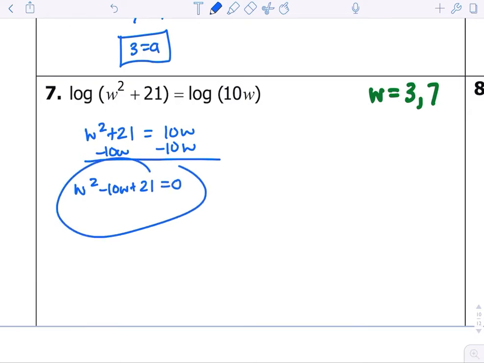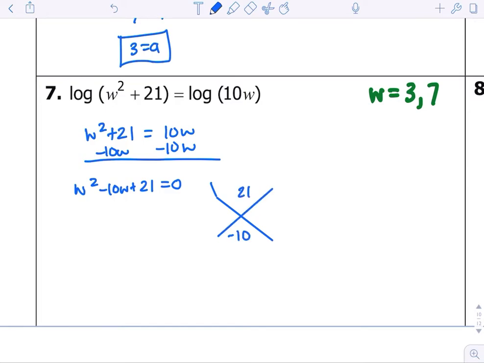You factor this, you guys. So remember, 2 things that multiply to 21 but add together to give you negative 10: negative 3 and negative 7. So w minus 3 times w minus 7 is equal to 0. W is going to equal 3 or 7. And if you guys plug 3 or 7 into w here, they are going to be positive, and they look like they're going to equate. So this is your guys' answer.